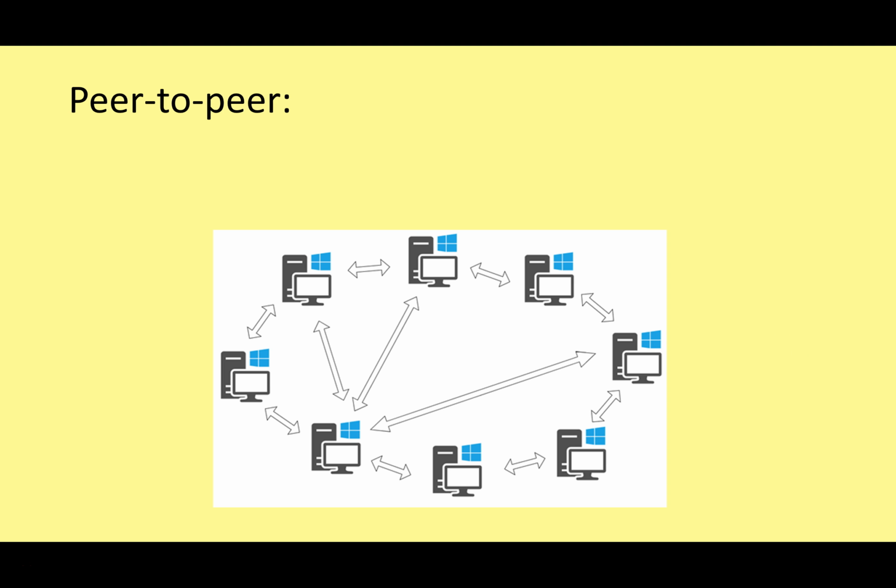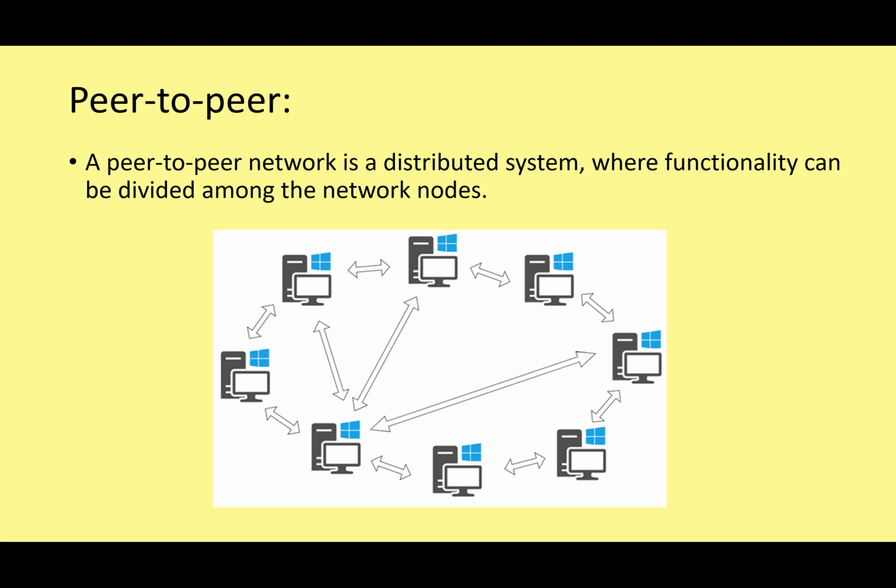Moving on from client-server, let's take a look at the peer-to-peer network architecture. A peer-to-peer network is quite different. It is a distributed system where functionality can be divided among many network nodes. So this is a clear difference from the client-server network model, where you have one computer where all the information is stored and the lesser important client computers to access it from the server. Here, all the computers, all the network nodes have a joint function. They can act as client and server at the same time.